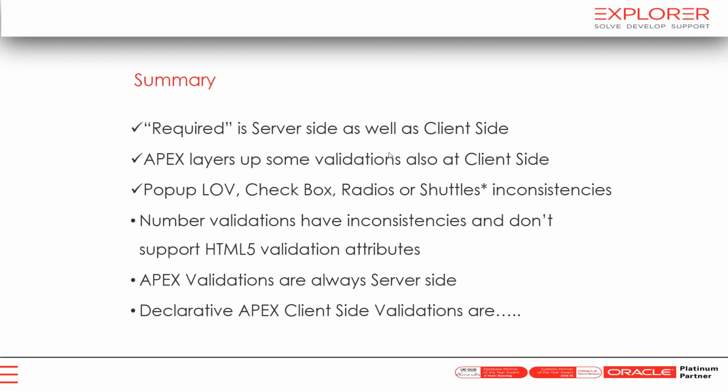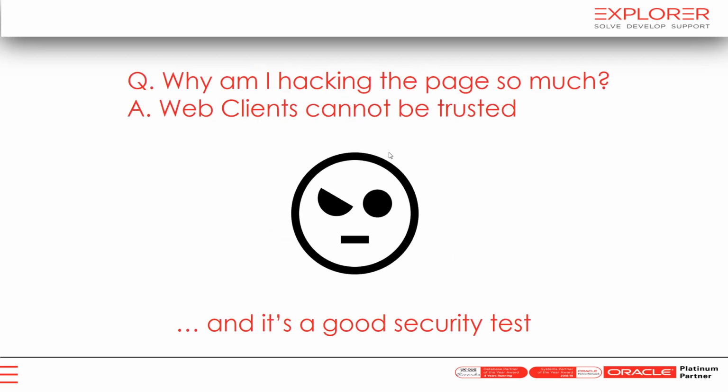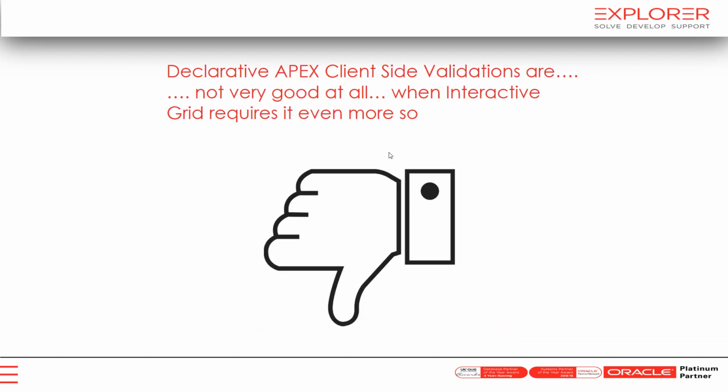Okay, so where can you find the declarative client-side validations? Well, they're inconsistent and they don't have a special place for it, so they're probably not very well placed at all, even more so when the interactive grid requires it. I always think of this example: your user can put in multiple records of data or edit multiple records of data, deleting some records as well, and when they come to press the save button, telling them it's wrong at that point is too late. They want to be told as soon as they potentially get something wrong, so they can correct it straight away.